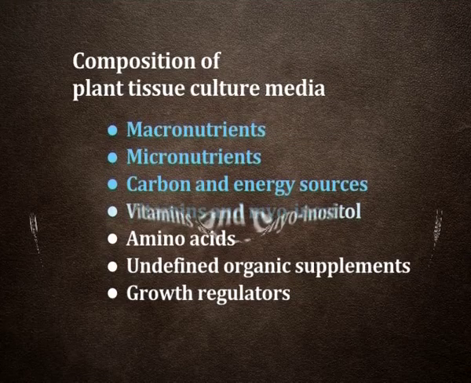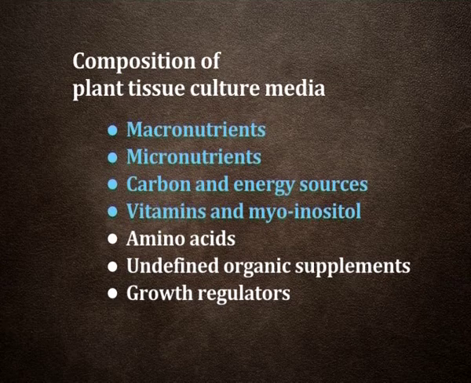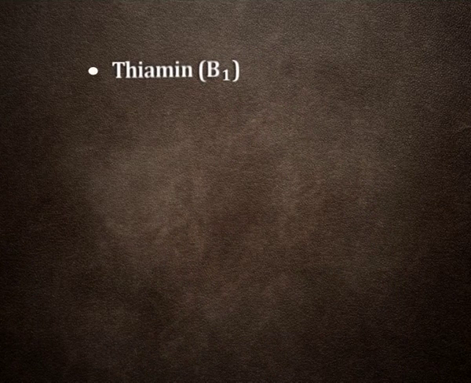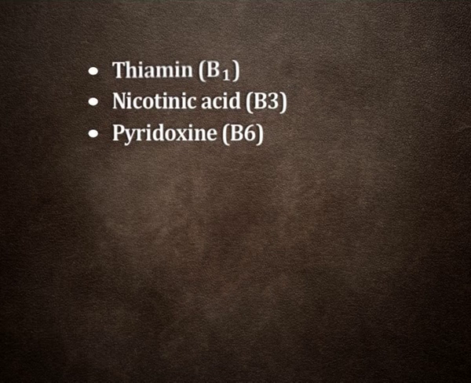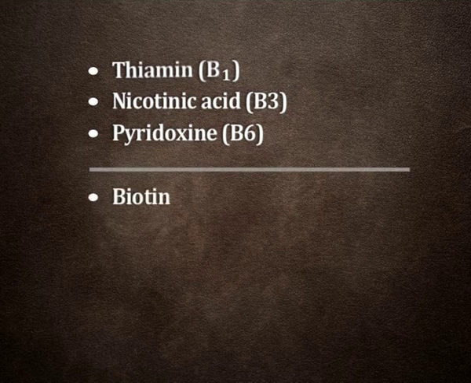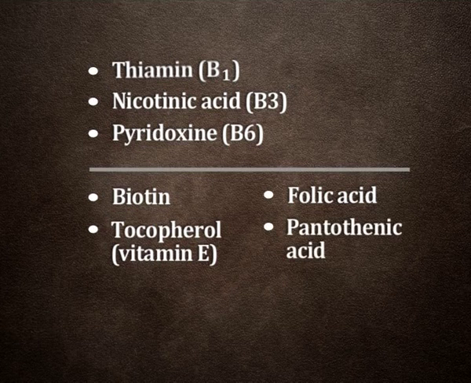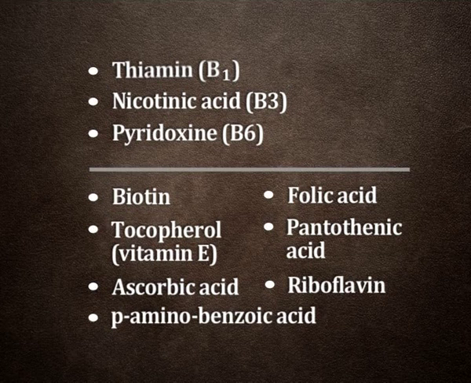The fourth component is vitamins and myoinositol. Vitamins most commonly used in plant cell and tissue culture media include thiamine or B1, nicotinic acid and pyridoxine or vitamin B6, although other vitamins such as biotin, folic acid, tocopherol or vitamin E, pantothenic acid, ascorbic acid, riboflavin, and P-aminobenzoic acid are also used in some cell culture media.